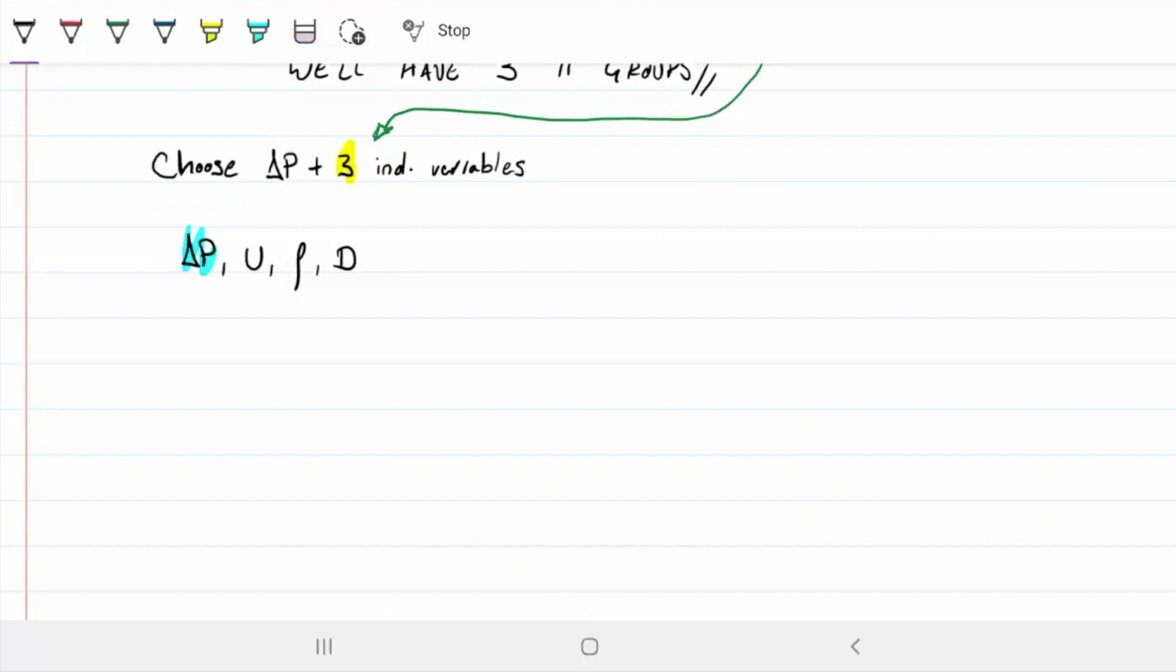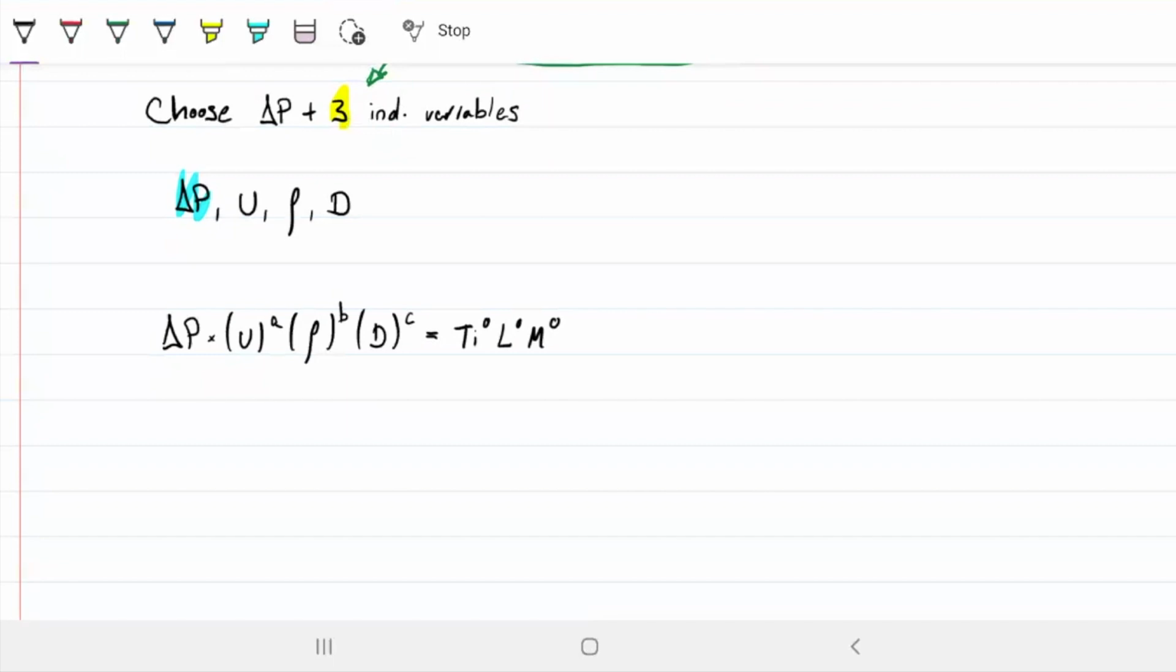Okay, and the whole idea here is the following. Pressure drop times velocity to the A, density to the B, and diameter to the C. This has to be equal to time to the 0, that is no time, because to the 0 is 1, length to the 0, and mass to the 0. So what I'm doing here is saying that I want the multiplication of these 4 to be dimensionless.